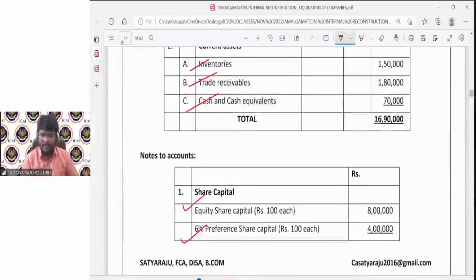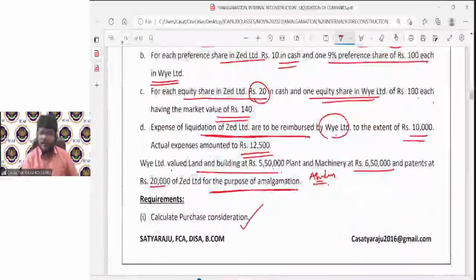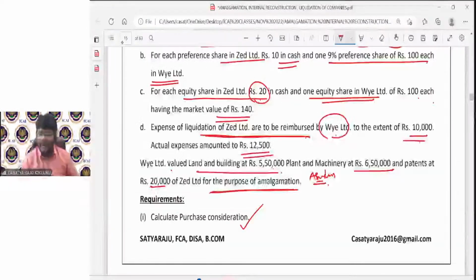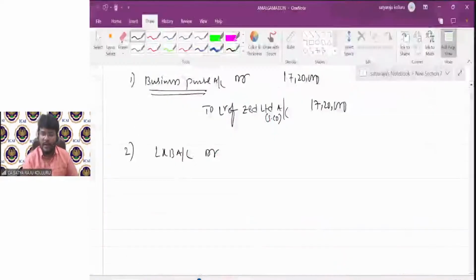For assets, first, property, plant and equipment. Both the assets you are considering, that is land and building, and plant and machinery. Now, land and building account debtor. At which value should we incorporate? At agreed value. Agreed value given is 5,50,000. But if you check, the book value is 4 lakhs. So don't consider the book value in the books of the purchasing company. You should always consider the agreed value only. So 5,50,000.